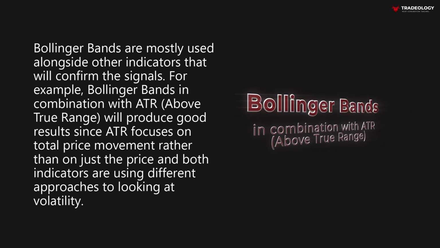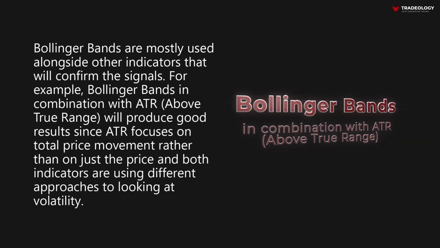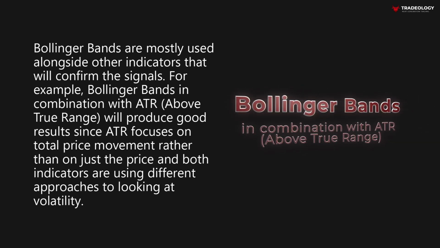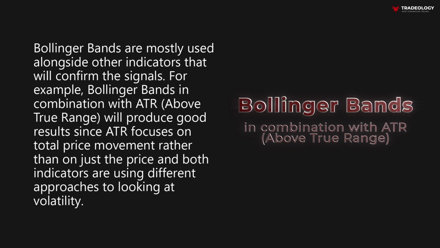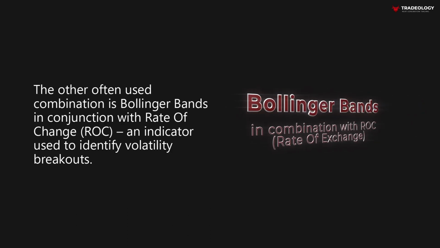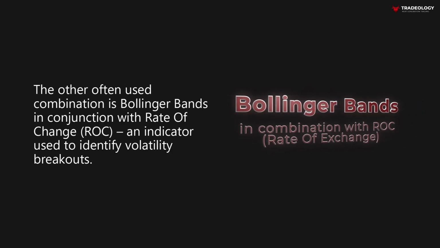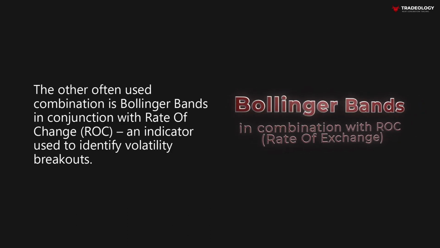For example, Bollinger Bands in combination with ATR, or Average True Range, will produce good results since the ATR focuses on total price movement rather than on just the price, and both indicators are using different approaches to looking at volatility. The other often used combination is Bollinger Bands in conjunction with Rate of Change or ROC, an indicator used to identify volatility breakouts.